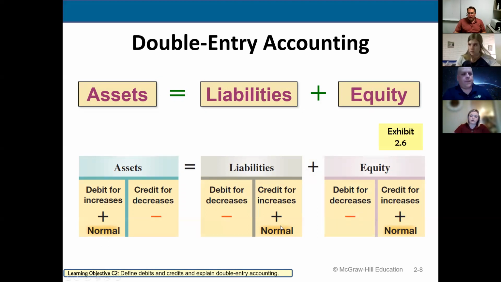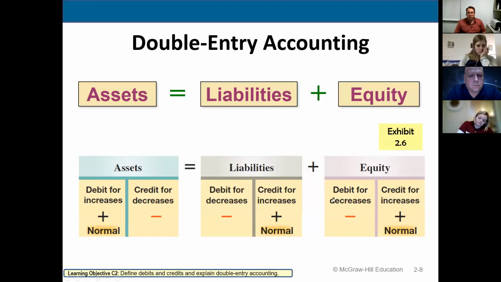You'll also see these sides of the account labeled as normal. What normal means is it's the side of the account we would expect to see a balance on. And if you're quick on the uptake, you'll see that the normal balance is always on the side that increases the account. So if an account has a balance, you don't usually have negative assets. You either have zero assets or a positive balance of assets. Same with liabilities, same with equity.